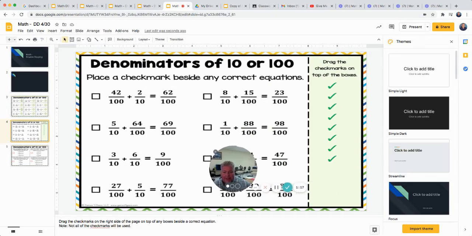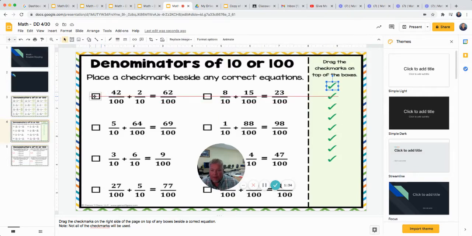Second slide here, all we're doing is finding the equations that are correct and putting a check beside them. So we just got to think through it. 42 hundredths plus 2 tenths. So 2 tenths would be 20 hundredths. 42 plus 20 would be 62 hundredths. So that one's right.